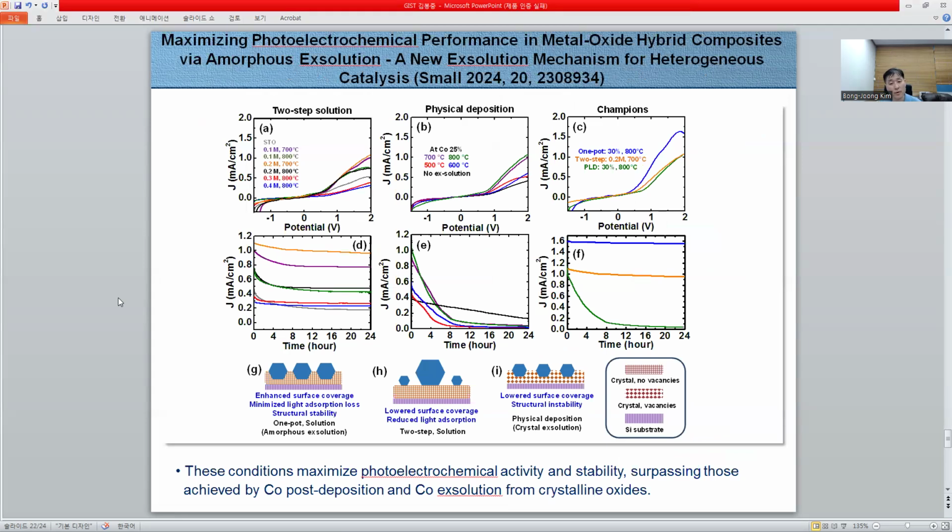So we compared the amorphous exsolution technique with other techniques, such as a simple two-step solution process where the cobalt particles form from a solution on crystalline strontium titanium oxide film, and typical exsolution using physical deposition. We find that the samples synthesized by amorphous exsolution, which is the blue-colored plot, surpass those fabricated by other techniques for PEC water splitting activity and stability as well, as you can see in the graphs at the right side.